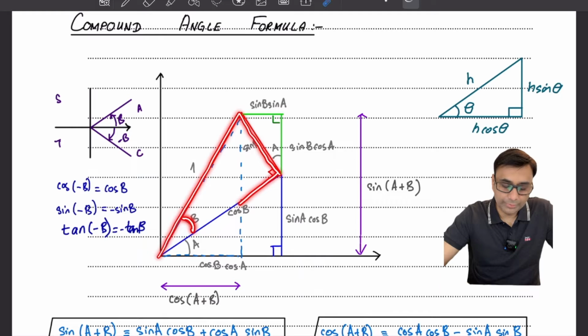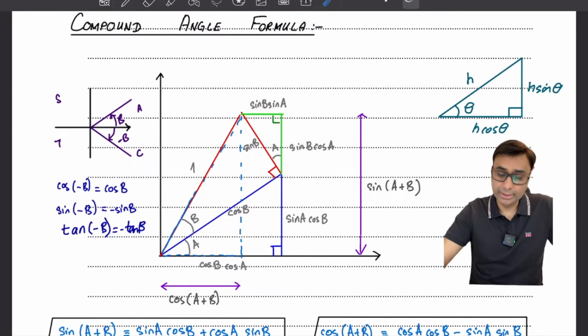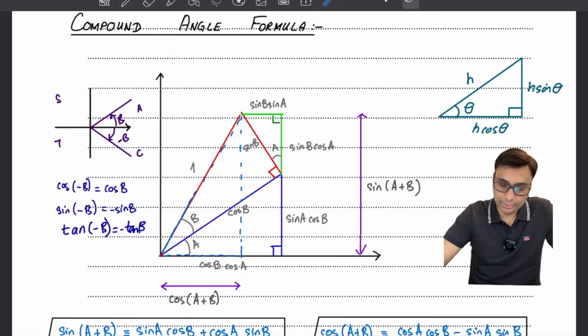One thing important about this right angle triangle is that I've taken its hypotenuse to be 1 unit. And then I've continued this diagram by making another right angle triangle and identifying that this angle is equal to this angle.